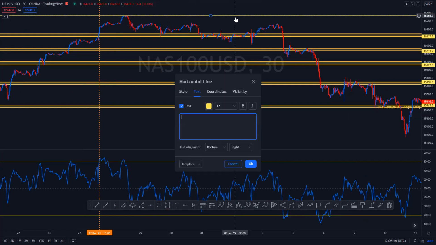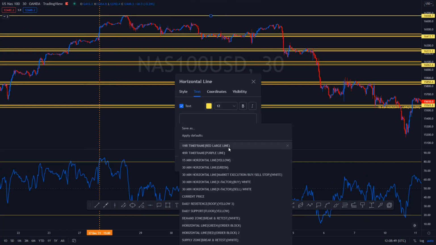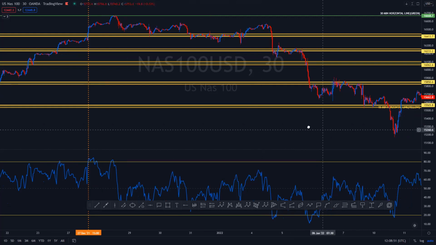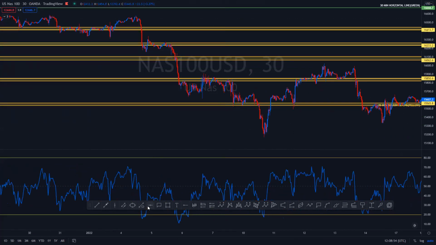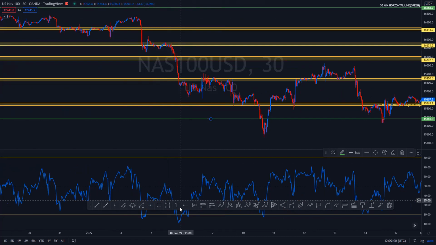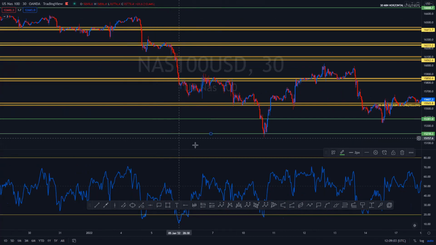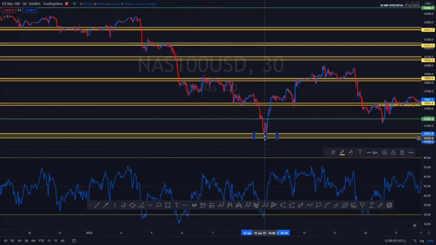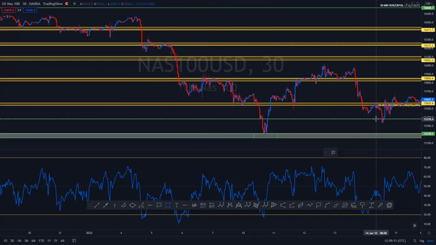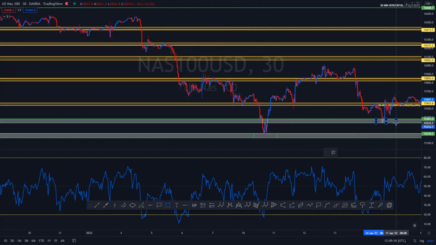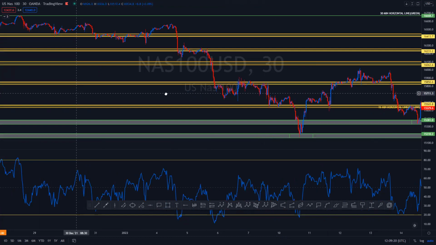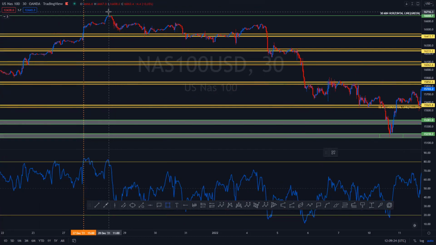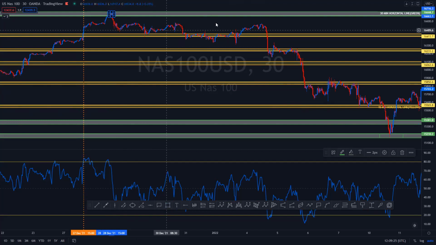Now I'm going to change the color of this. Okay, this is going to be green at this point. And then I go ahead and mark up the bottom. And there we have it. Now, light green, same thing here. And then I want to do the same thing up here as well.